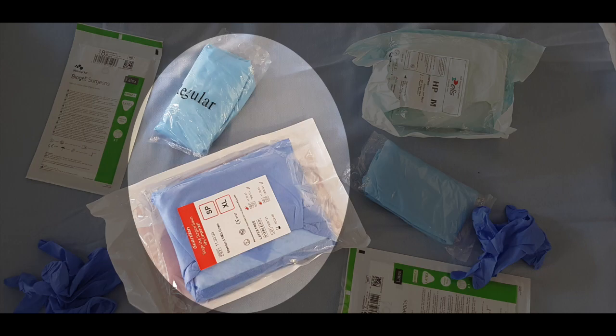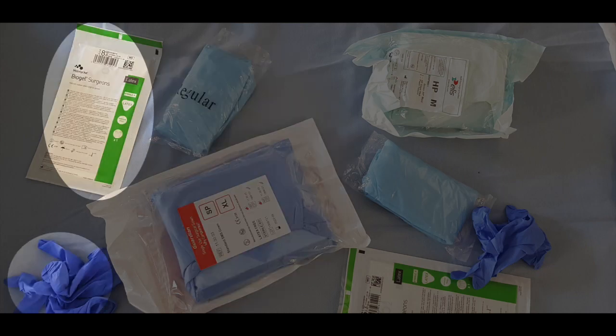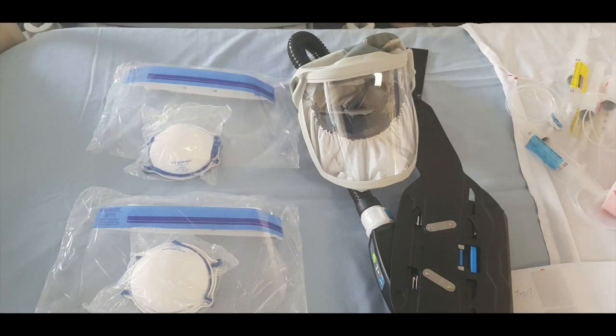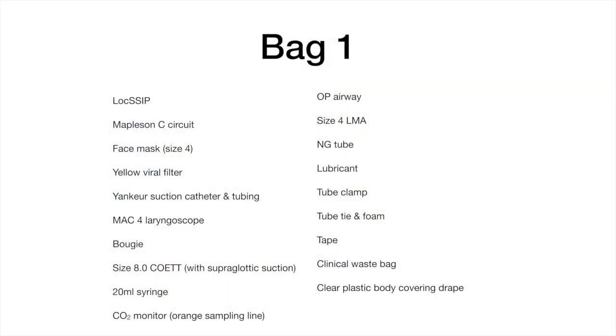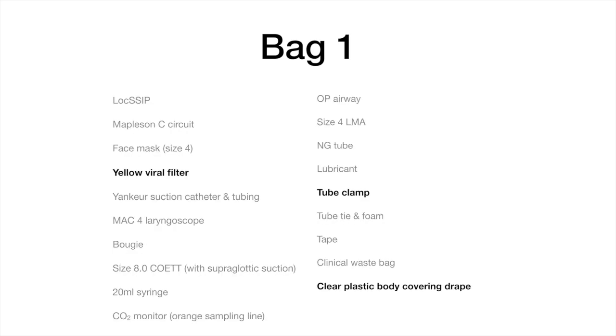Each person attending the intubation should wear 2 gowns, 1 pair of sterile gloves and 1 pair of non-sterile gloves. Ensure that you select the appropriate respirator depending on prior fit testing. Bag 1 contains all the standard equipment for intubation, although with a few important additional items. These are a yellow viral circuit filter, a tube clamp and a clear plastic body drape to cover the patient with during transfer.